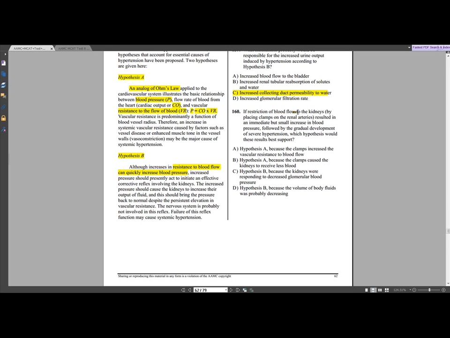If blood flow is restricted to the kidneys, by clamping it, and that results in blood pressure, and higher blood pressure that ends up being hypertension. Which hypothesis do these results best support?